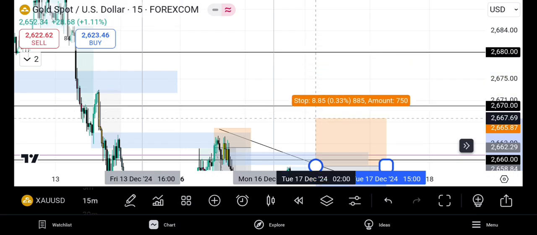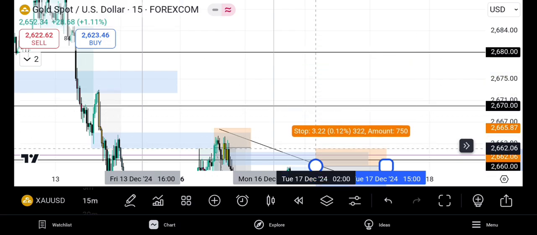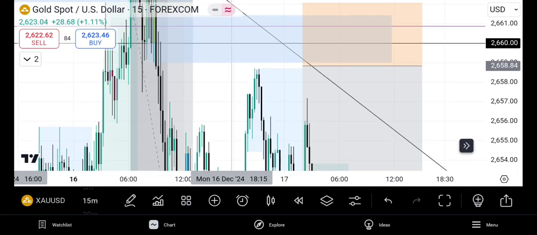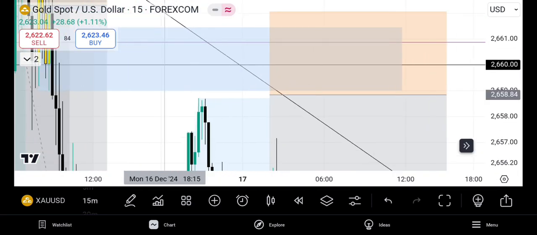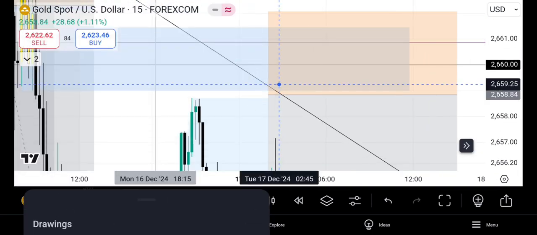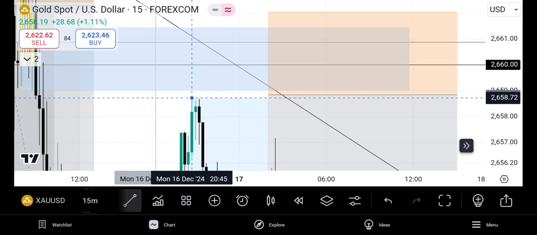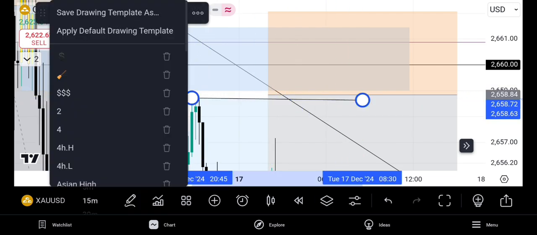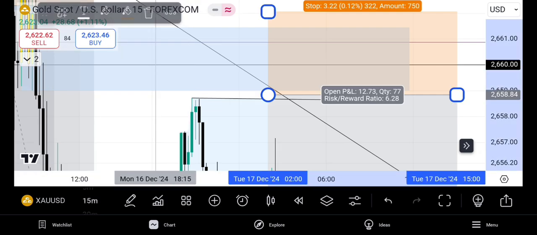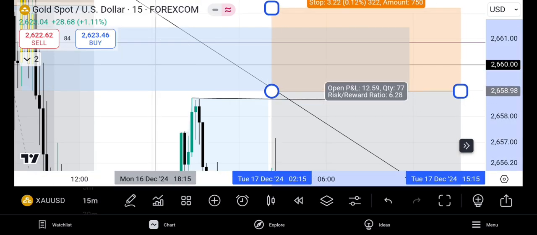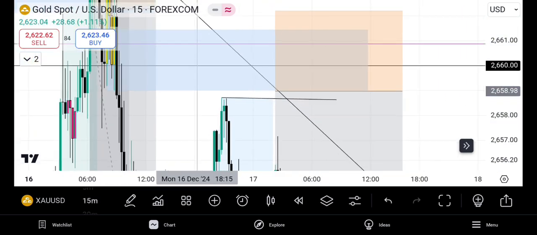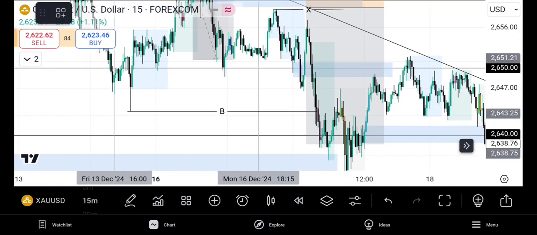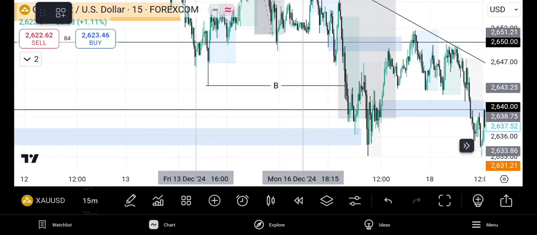But it didn't get to the exact point. It did like it was going to. I expected it to sweep this zone as liquidity, which is the Asian high, and then get here and sell for my 1:3, but it didn't work.